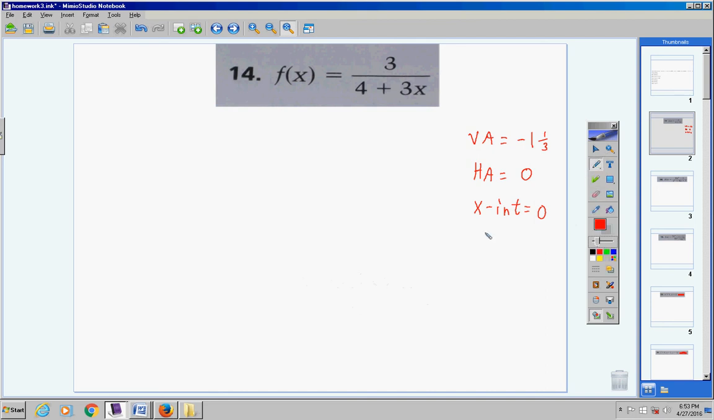Okay, y-intercept. Now to find the y-intercept, everywhere there's an x, you put a 0. So put a 0 here and a 0 here. So you have a 0 up top. 3 times 0 is 0, plus 4 is 4. 0 over 4 is 0. So we're going to have a y-intercept at 0, okay?